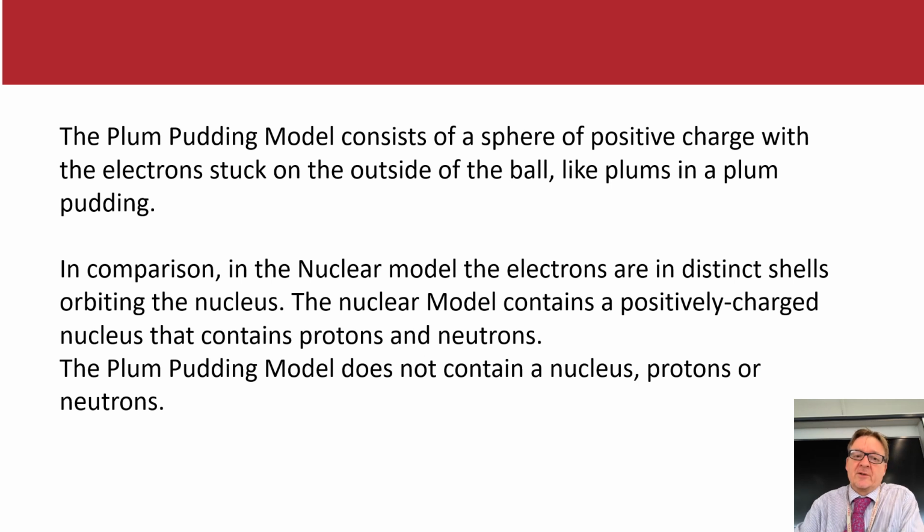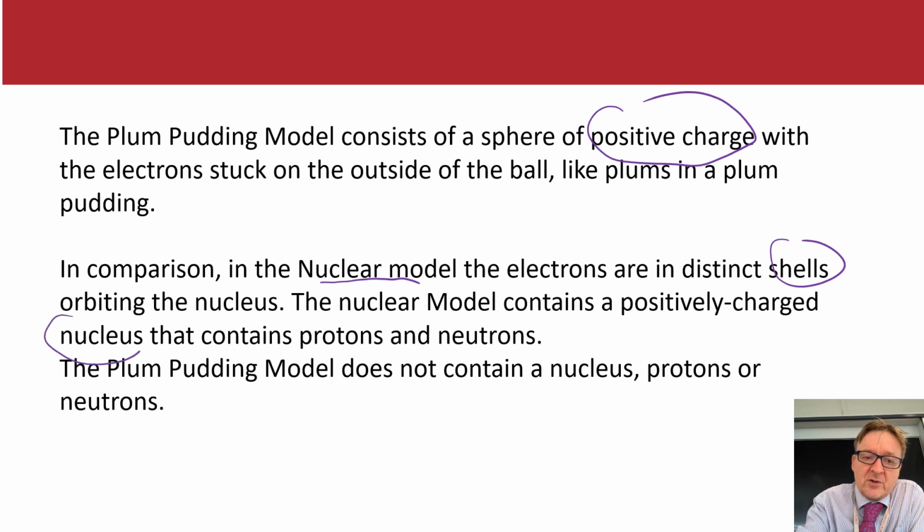Right, this explains it in words. The plum pudding model consists of a sphere of positive charge, like the dough, with electrons stuck on the outside of the ball, like plums in a plum pudding, or like the chocolate chips on the outside of a chocolate chip cookie. In comparison, in the nuclear model, the electrons are in shells, and it also contains a positive nucleus, which contains protons and neutrons. Going back to the plum pudding model, it does not contain a nucleus, protons or neutrons. It only has electrons embedded into the doughy bit.